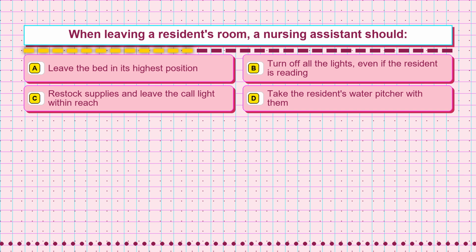Question 62. When leaving a resident's room, a nursing assistant should: Option A, leave the bed in its highest position. Option B, turn off all the lights, even if the resident is reading. Option C, restock supplies and leave the call light within reach. Option D, take the resident's water pitcher with them.